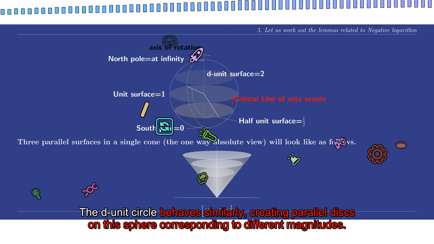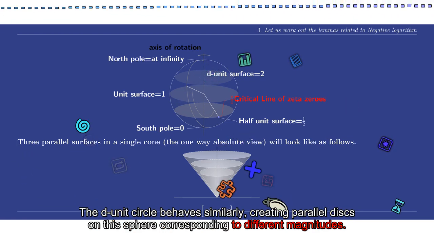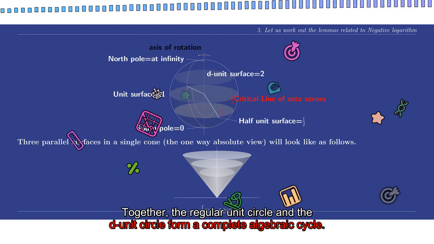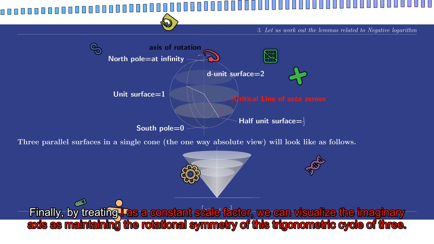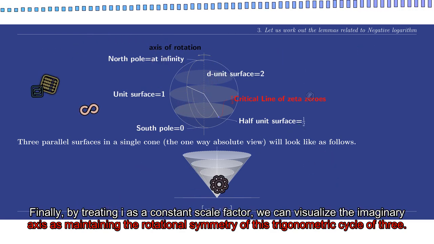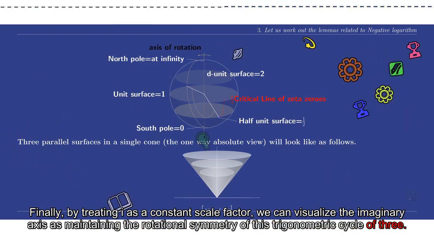The d-unit circle behaves similarly, creating parallel disks on this sphere corresponding to different magnitudes. Together, the regular unit circle and the d-unit circle form a complete algebraic cycle. Finally, by treating I as a constant scale factor, we can visualize the imaginary axis as maintaining the rotational symmetry of this trigonometric cycle of 3.